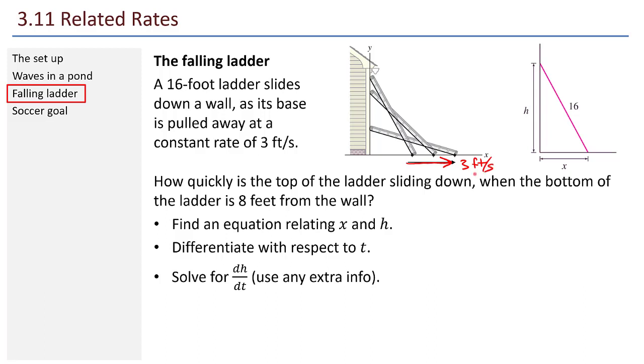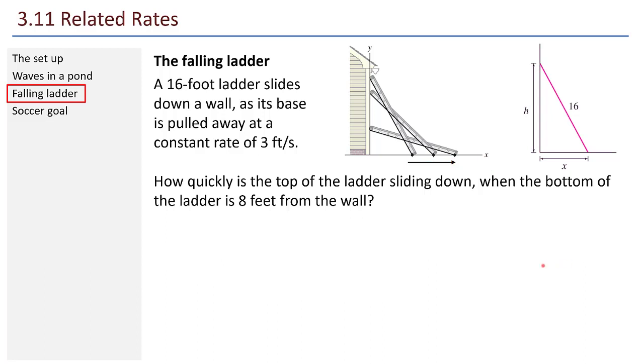While the base is being pulled out, naturally, the top is going to slide down. So here's the question. How quickly is the top of the ladder sliding down when the bottom of the ladder is 8 feet from the wall? Our strategy, like before, we'll find an equation relating x and h, differentiate both sides with respect to t, and then solve for dh/dt. Let's give that a try.